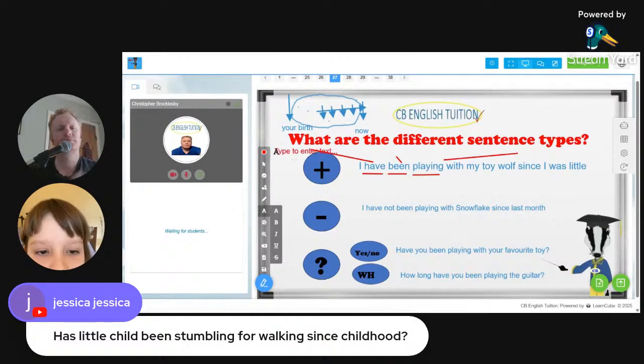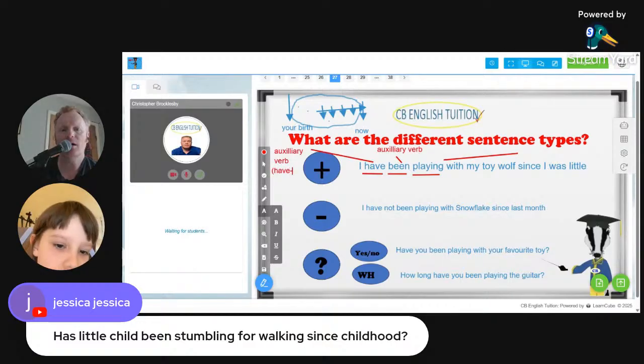Number 1 is a helping verb. Yeah, or auxiliary verb. That's the big word. And we've got 2 auxiliary verbs now. What are the 2 auxiliary verbs? Auxiliary verbs are have and been, and playing is the main verb. Yeah, good. So auxiliary verb 1 is have in the present simple. So it's I have, you have, he has, she has, etc. And auxiliary verb 2 is been, which is the past participle of be.